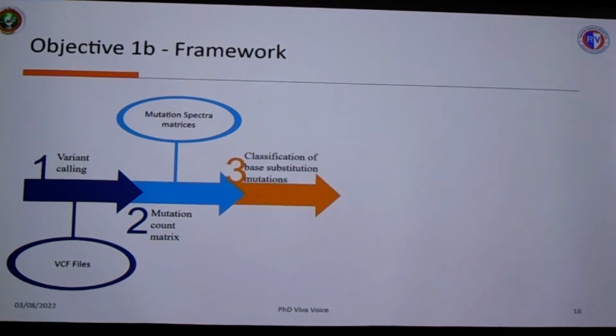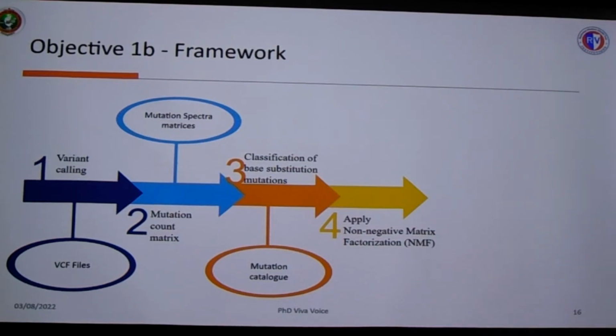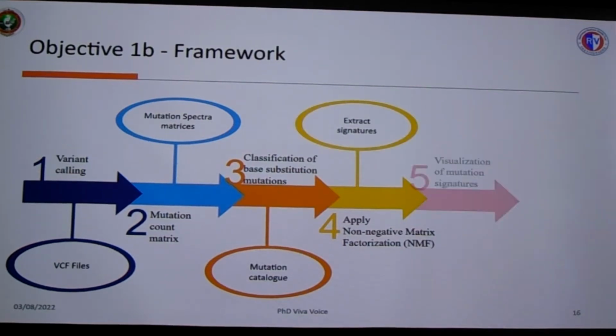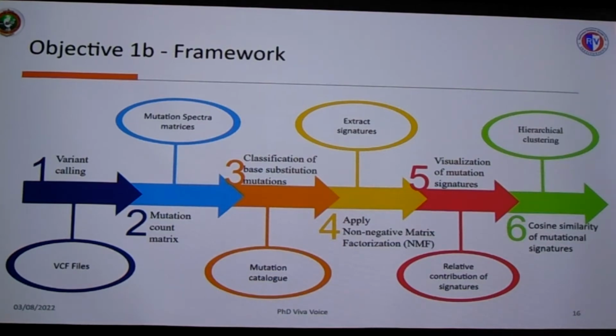The third step is the classification of base substitutions, basically the mutation catalog. To this, we apply non-negative matrix factorization, which is basically a data reduction technique. We have thousands of mutations we identify, and we are looking for the common mutation processes happening throughout this data. So we extract signatures and then visualize these signatures as relative contributions. The cosine similarity is obtained, so we can cluster these samples based on the mutational process.